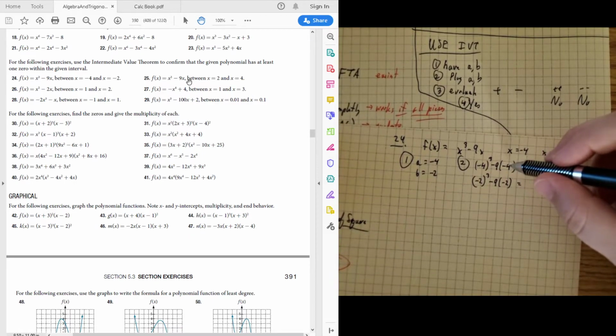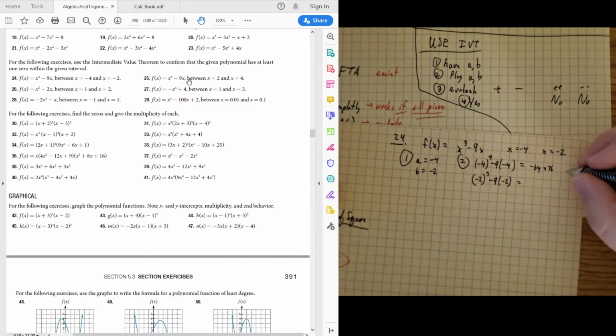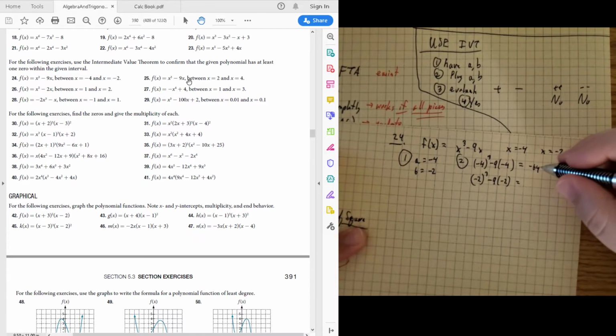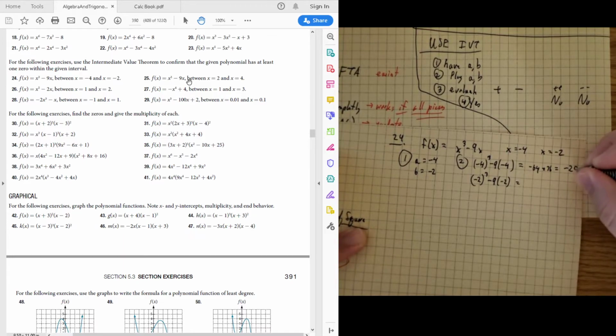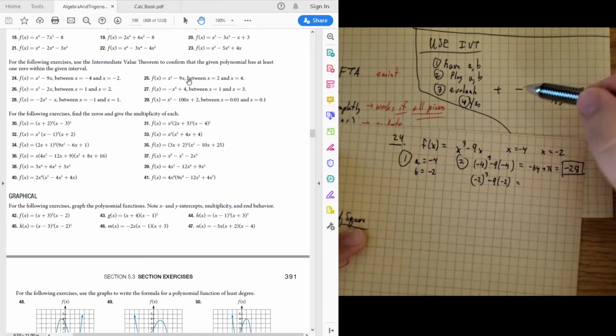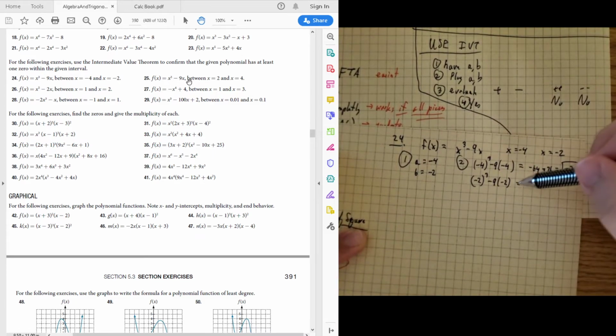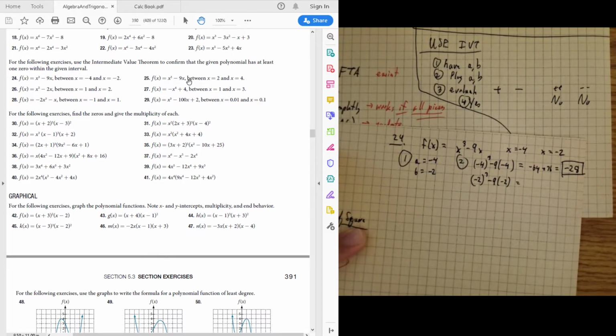4 times 9 is 36. Negative and negative would make that positive, though. So that would be 36. And negative 64 and positive 36 together would make negative 28. So notice how this number is a negative number. If the other answer ends up being positive, then we know there is an answer between the two.